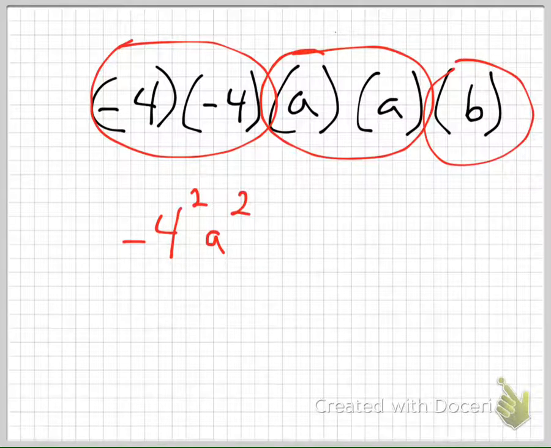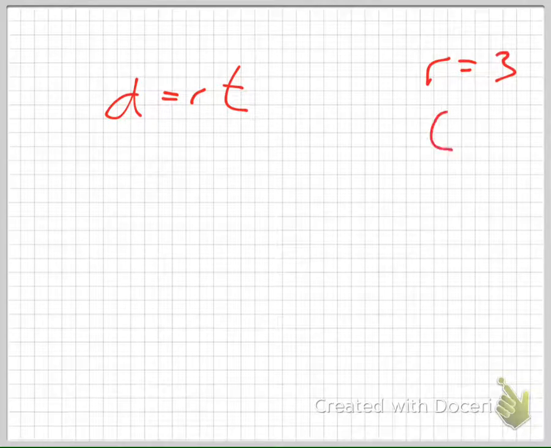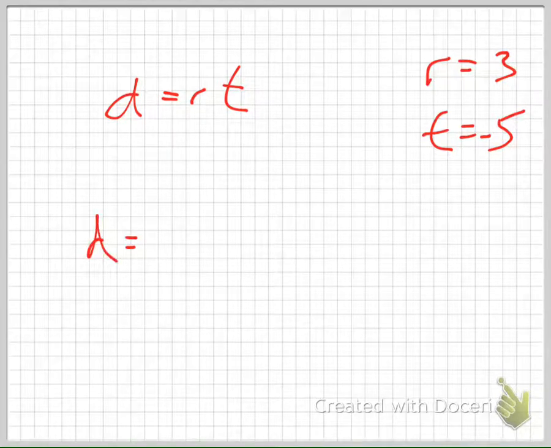I need to show you something about exponents. Do you remember how whenever we have a formula and you're going to plug it in, like D equals RT, and I tell you that R is 3 and T is negative 5? When we plug it in, how do we plug it in? We would go D equals, and then how do I do this? Do I just put down 3? Is that what I do? No, do you remember what we do?